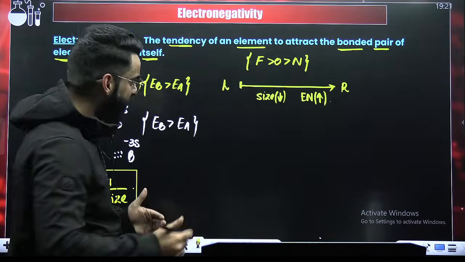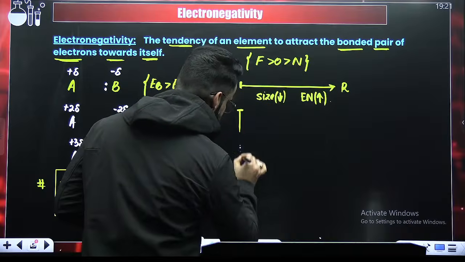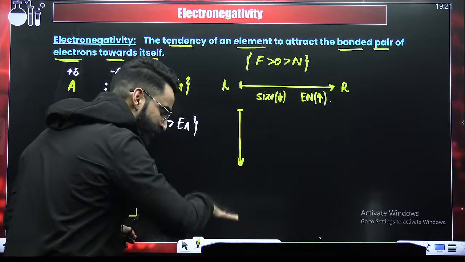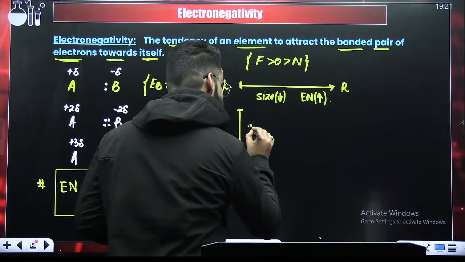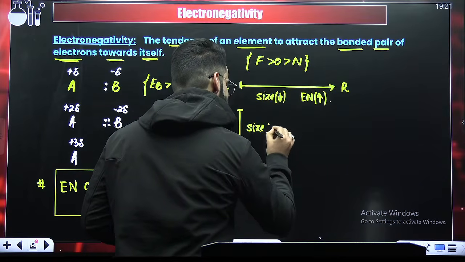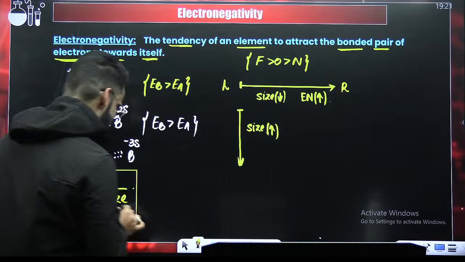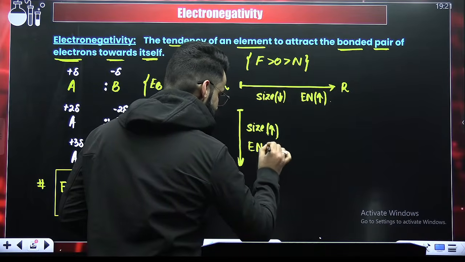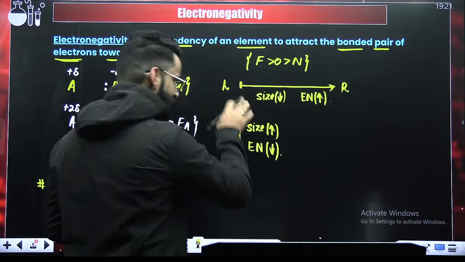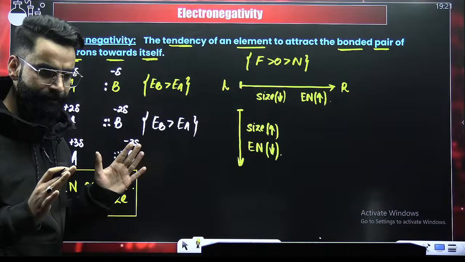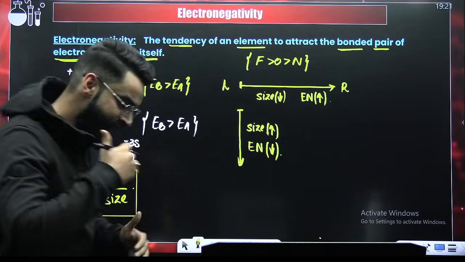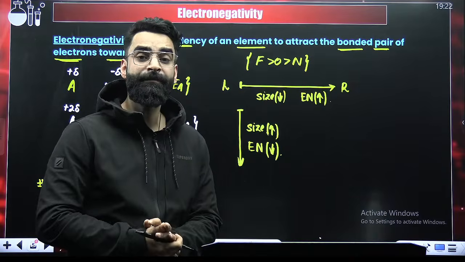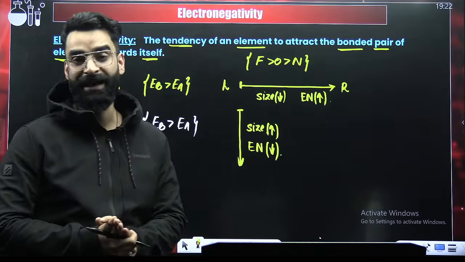Similarly, my dear students, when you move from top to the bottom in the periodic table, what happens to size? Size generally increases. And as the size increases, I would say electronegativity will decrease when you move from top to the bottom. Perfect.